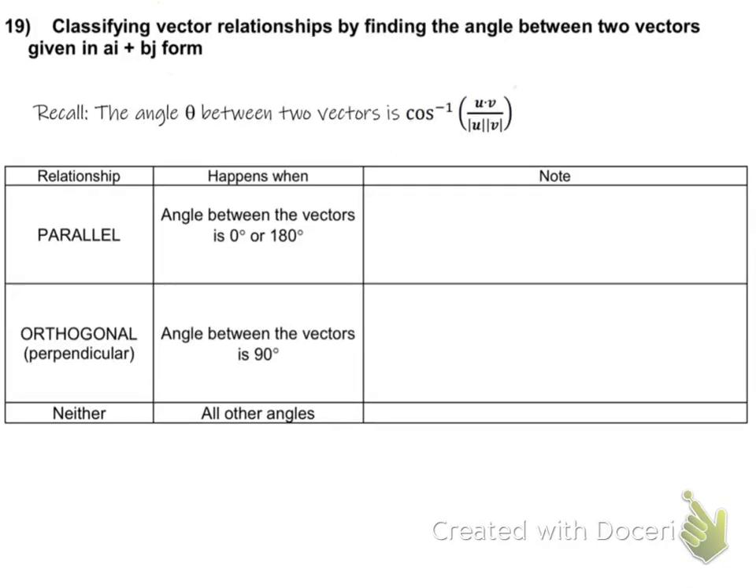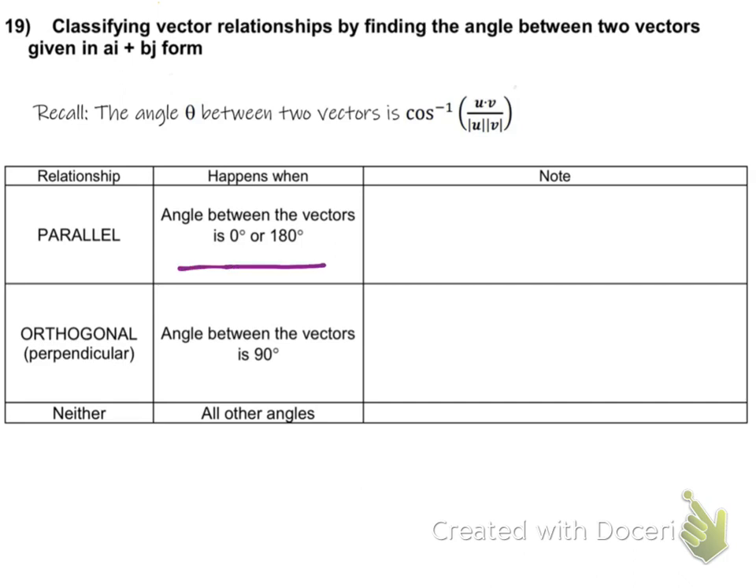So we know, we just did, that the angle between two vectors is the inverse cosine of the dot product over the product of the magnitudes. We have three possible relationships for vectors. The first is that they are parallel, okay? Parallel vectors happen when the angle between them is either 0 or 180 degrees.